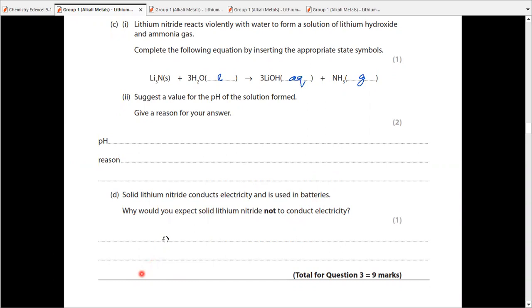Sir, from 7 to 14. And the reason? Is it that because lithium hydroxide is an alkali? Right. Lithium hydroxide is an alkali. Good.